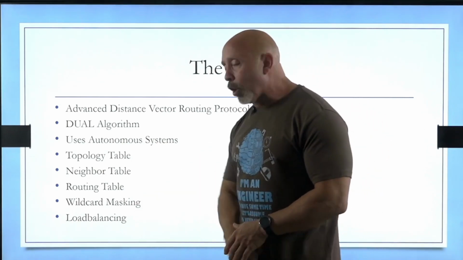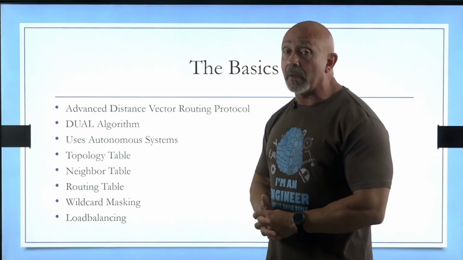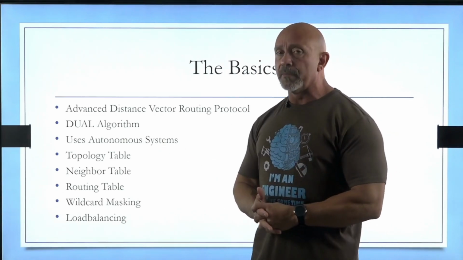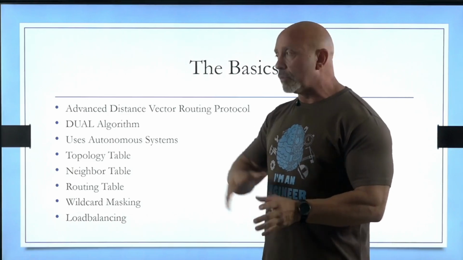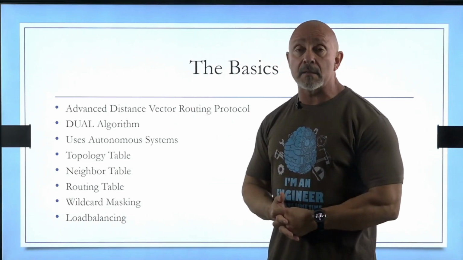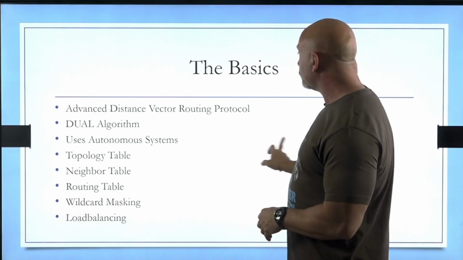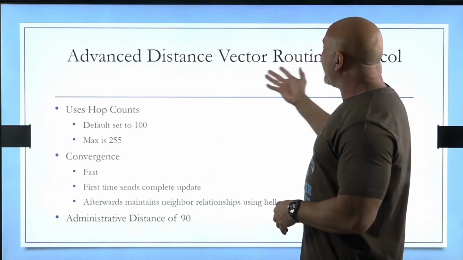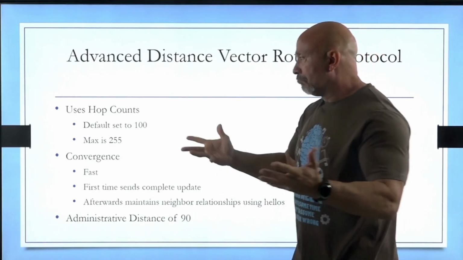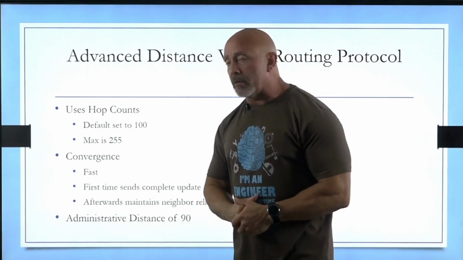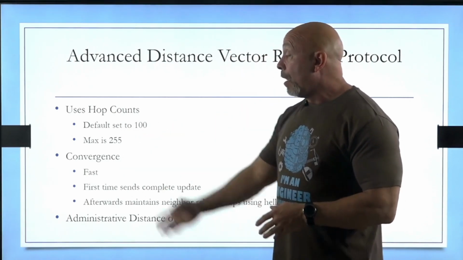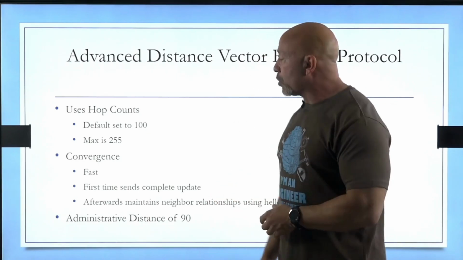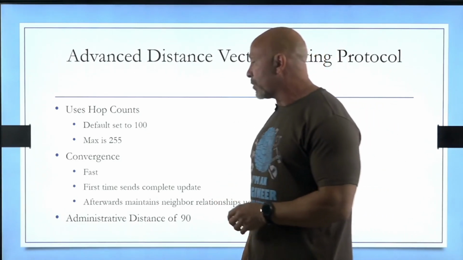And then, of course, load balancing. This is something that EIGRP offers us. All routing protocols do. But with EIGRP, there's many things you can do to tweak, all right, to see which way your packets are going to flow. Now, advanced distance vector routing protocol still uses hop counts. Just told you, set to 100, maximum is 255. Convergence time is much quicker than RIP, much quicker than OSPF.